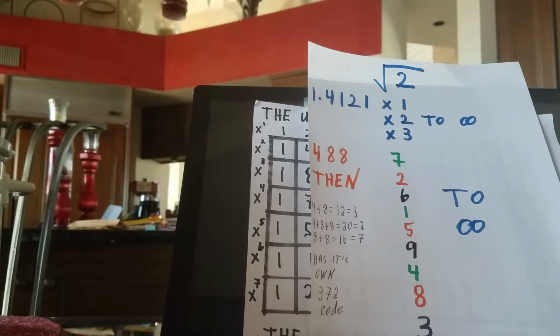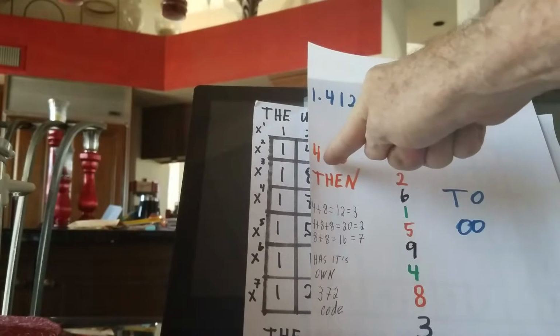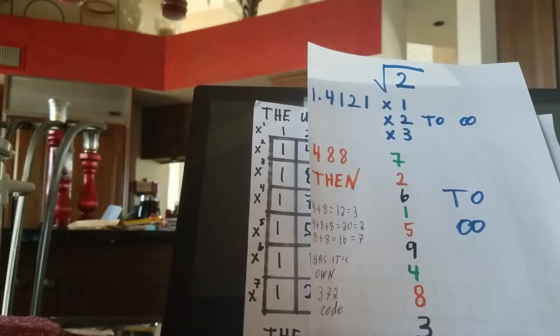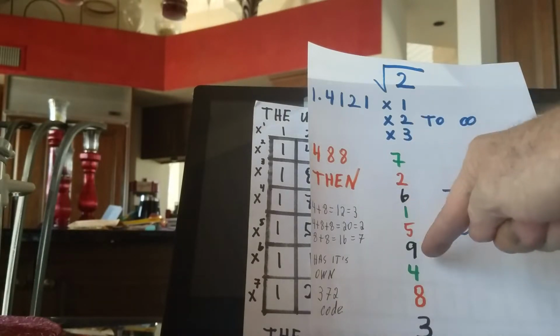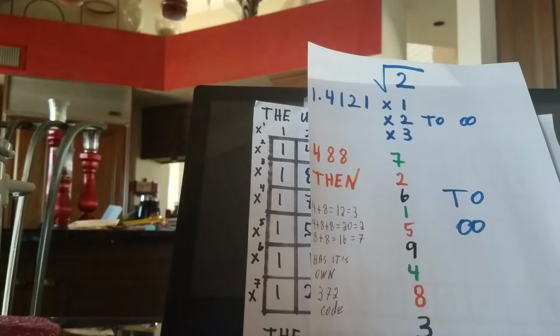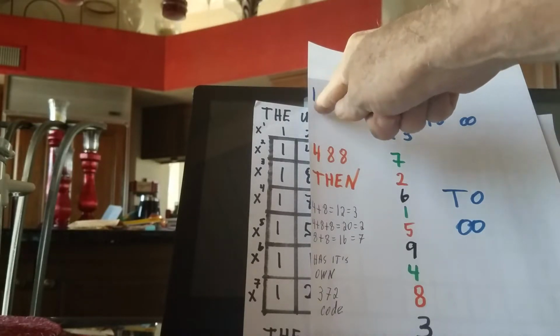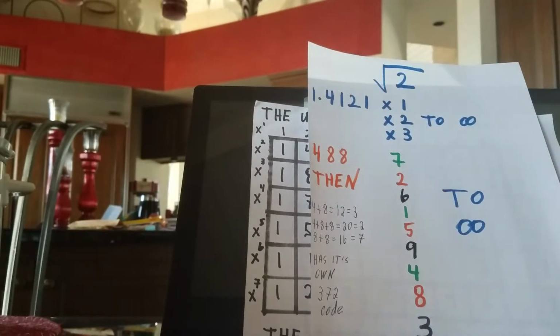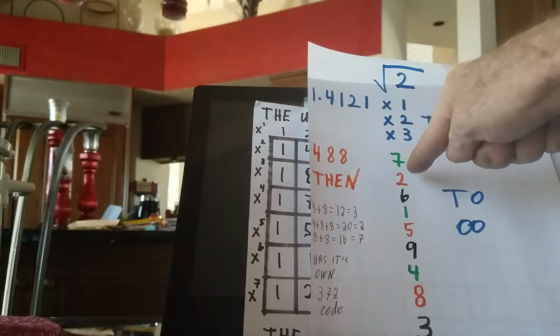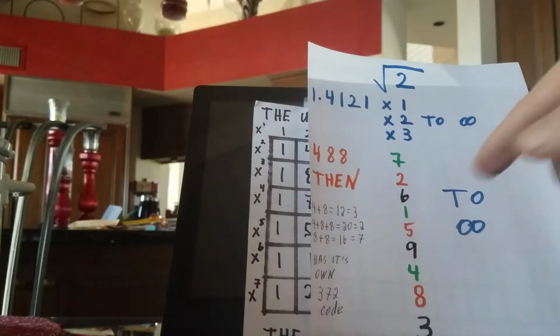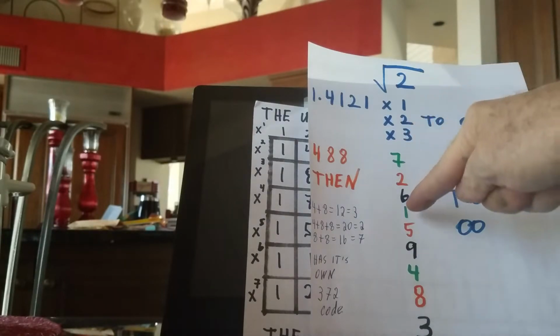So when we take the square root of 2, using my technique, that methodology, the first three numbers are actually 4, 8, 8. But then it follows this sequence: 7, 2, 6, 1, 5, 9, 4, 8, 3. And as far as I can tell, no matter how many times you add 1.4121 onto the number, it will continue on with this sequence right here, 7261594 83.